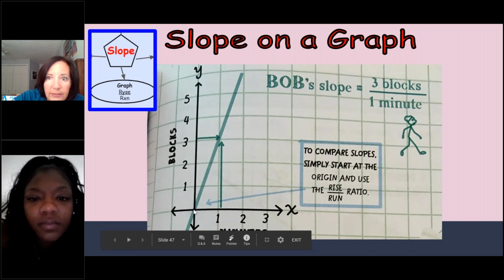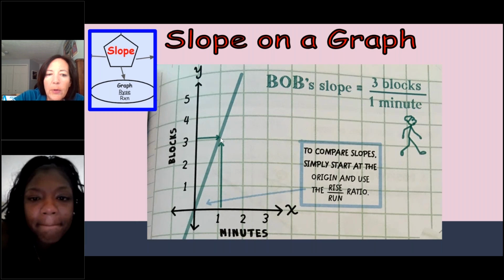We rise 3 boxes, and we run 1, and we put another dot, and we've got the second point on our line. We could go up 3, 1, 2, 3, and over 1 box. And this point right here would also be on Bob's graph.